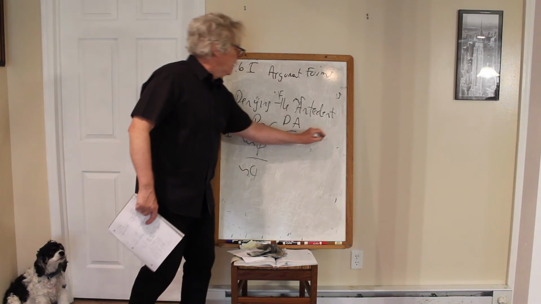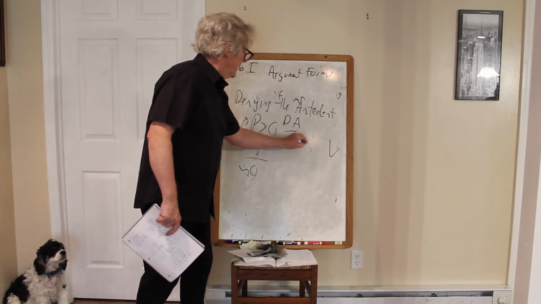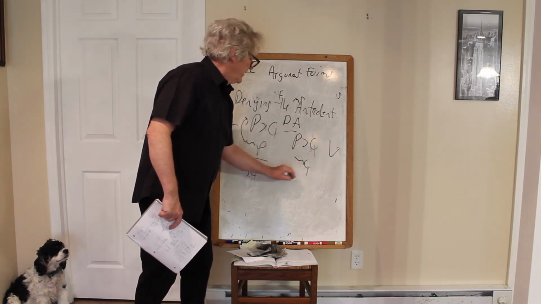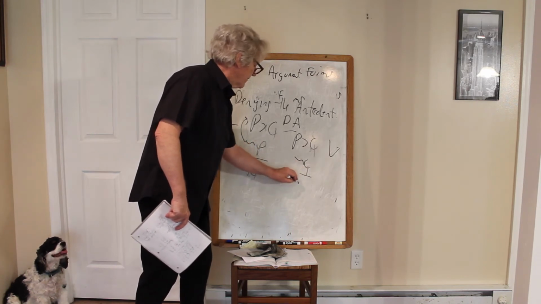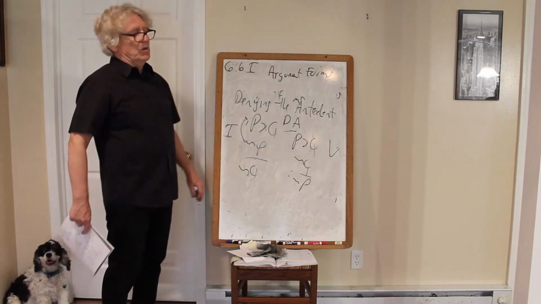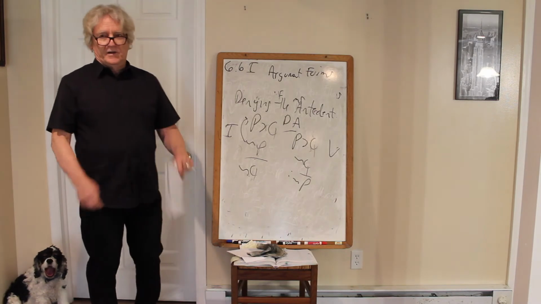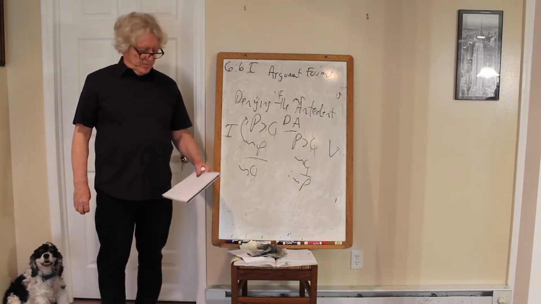Remember, this was valid when we did this: if P then Q, not Q, so not P. I go through it with three dots, but okay, not P. So that's a valid form. Okay, so those are the six forms, and we'll pick up from there.